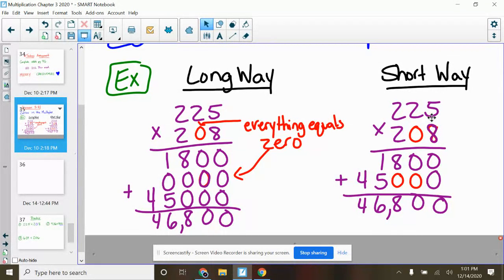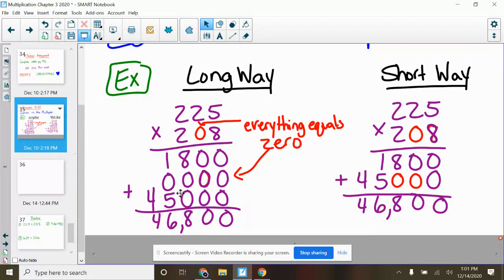So 2 times 5 is 10. So I drop my 0 and I carry my 1. So imagine my little 1 just being up here. 2 times 2 is 4, plus 1 more is 5. I bring my 5 down here, and then 2 times 2 is 4, and I bring my 4 here.